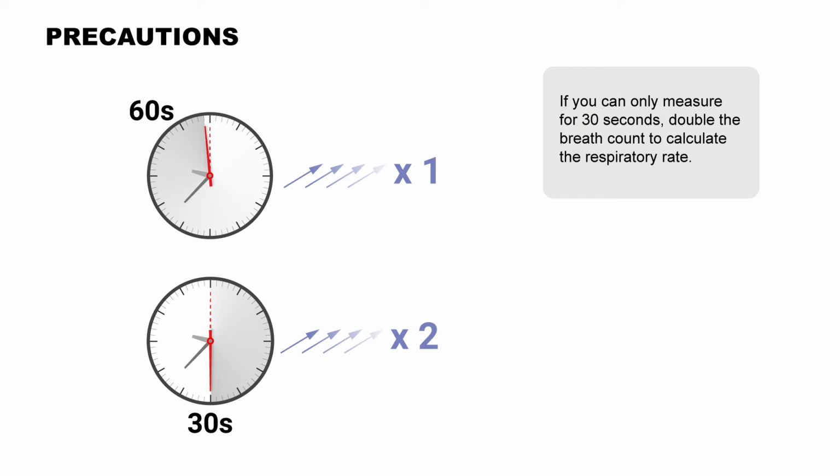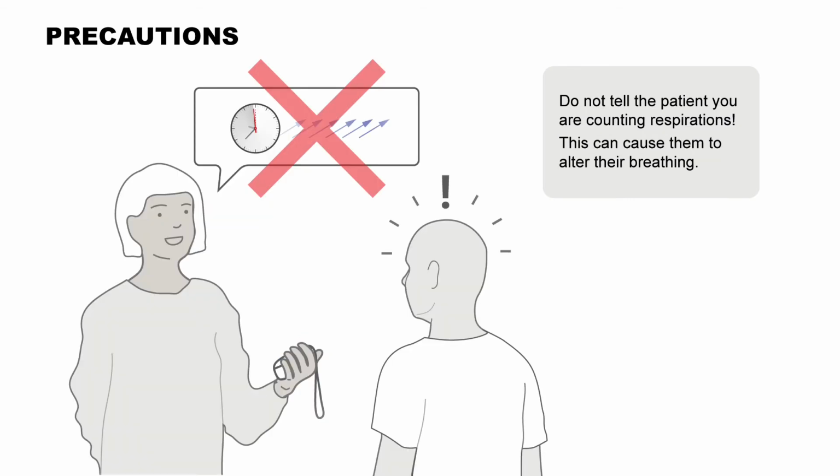You can also count for 30 seconds and double the breath count to get the respiratory rate. It is best to count respirations without telling the patient because they could unconsciously breathe faster or slower if you tell them.